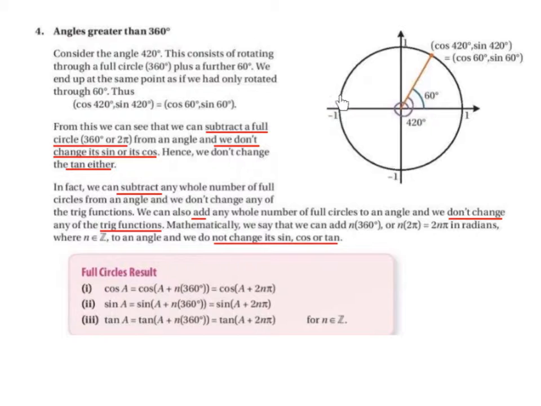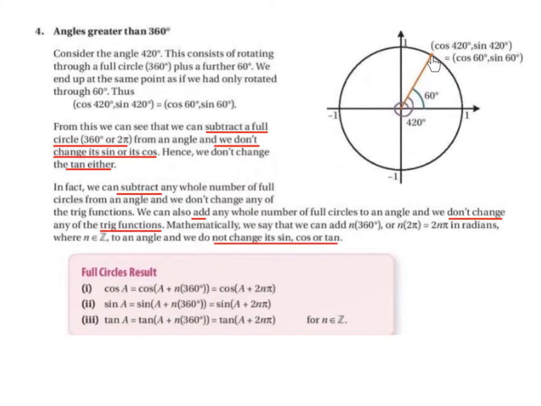So for example, if we have a look at the unit circle, this is 0 degrees. If we rotate anti-clockwise up to the north point, we end up at 90 degrees. Continue anti-clockwise to the western point, we end up at 180 degrees. Continue anti-clockwise to the southern point, we end up at 270 degrees. Continue anti-clockwise back to the eastern point, we get to 360 degrees. And if we were to keep going another 60 degrees, we'd end up at 420 degrees.